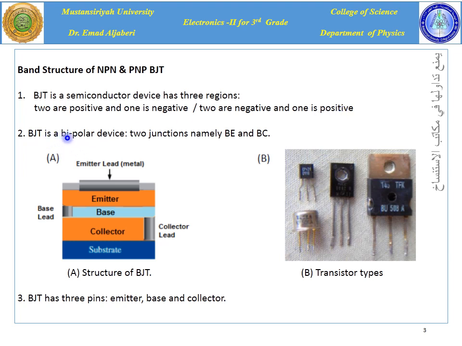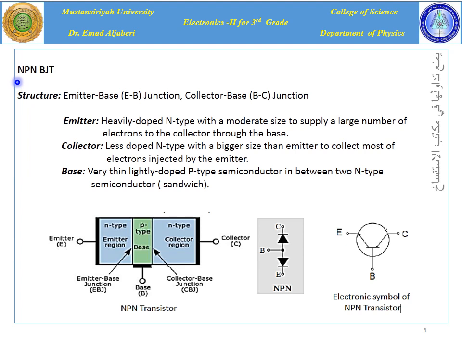As we can see in the structure of BJT here, collector, base, emitter. The junction between emitter and base is referred to as BE, and the junction between base and collector is referred to as BC. The BJT has three pins: emitter, base, and collector. And here we see different types of transistor. Here, E, B, C. NPN transistor.